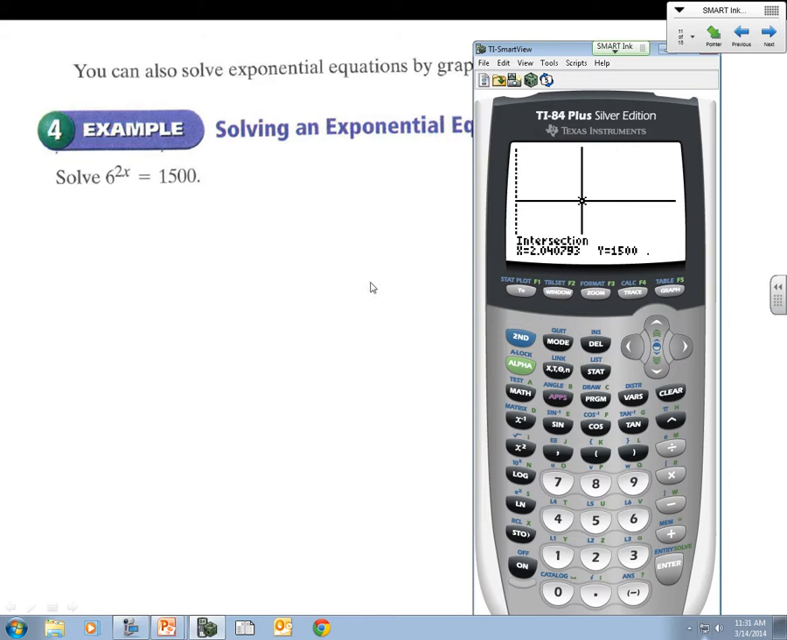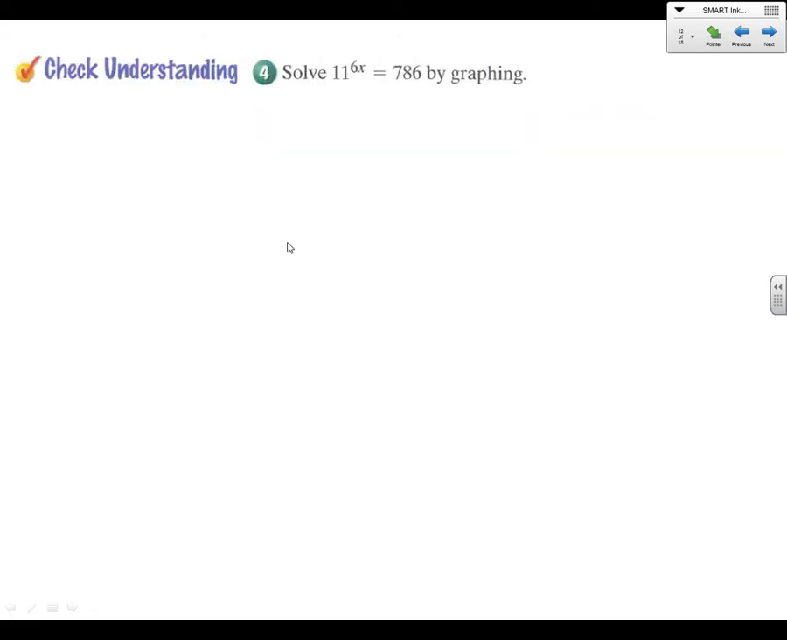We can do this graphically. We can also do it with the logs algebraically. So go ahead and see if you can solve this by graphing. Make sure you can figure out how to use your calculator to do the intersection of this equals this.